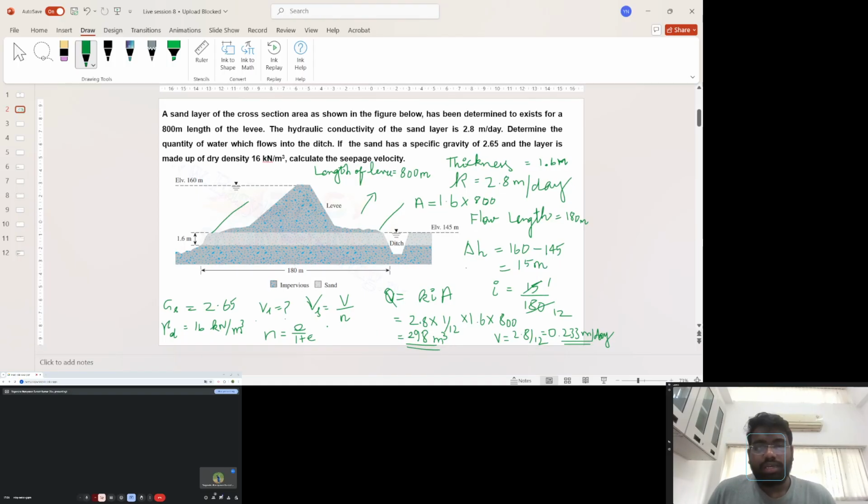Now we have to calculate the porosity, for which we know the formula. These details are given, so I will erase it just for the sake of space. Now coming to dry density, which is defined as gamma W Gs by 1 plus e.